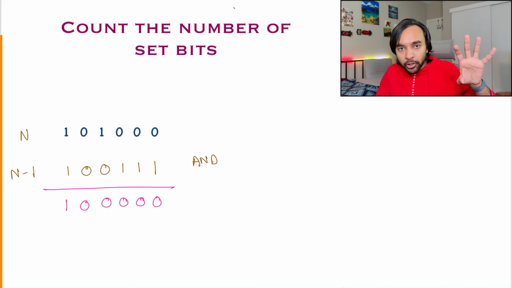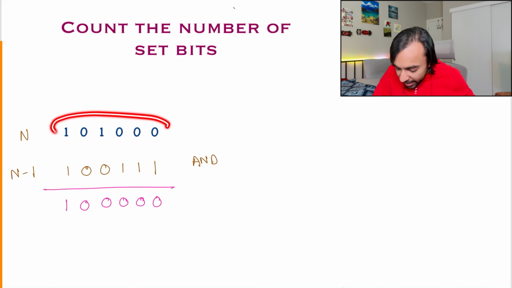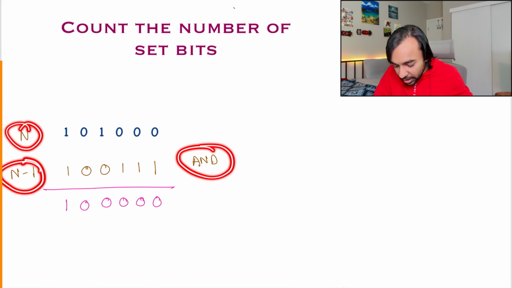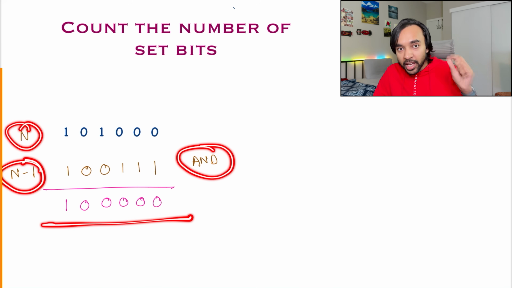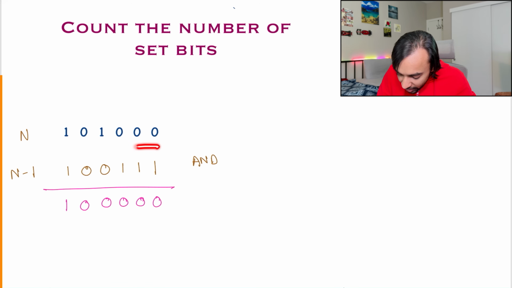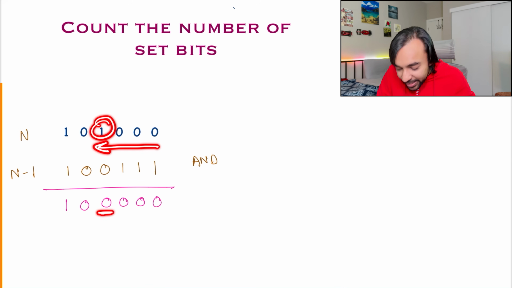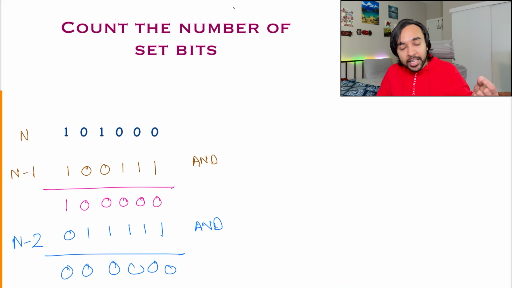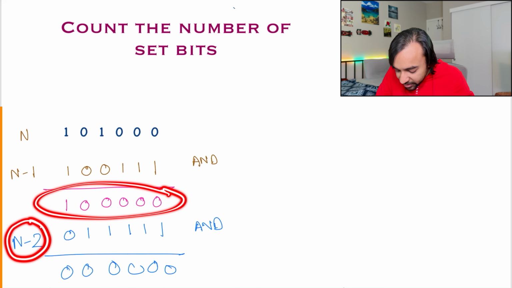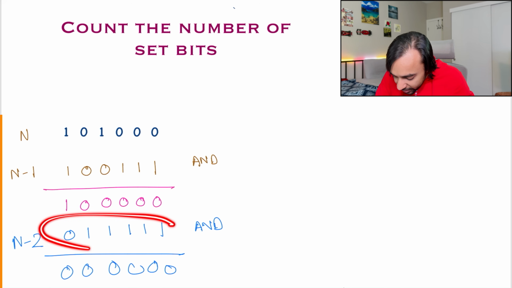This is a slide from one of my previous lectures. I had the number n and this is n minus 1. If I'm doing n AND n minus 1, I will get this particular result. And notice what happens. The rightmost bit, this gets unset. And then if I perform the same operation again, I take this number and I subtract 1 again. So I will get this.